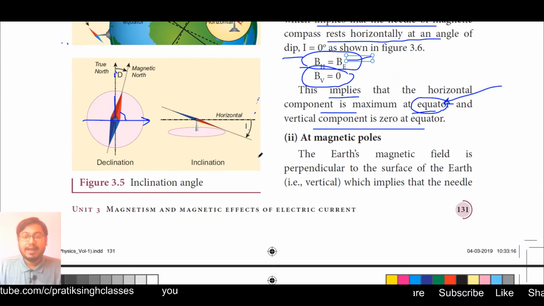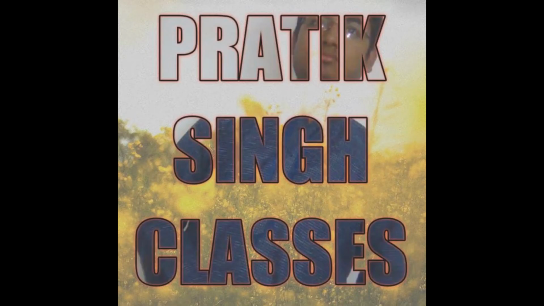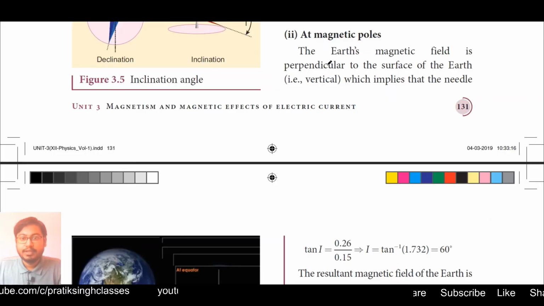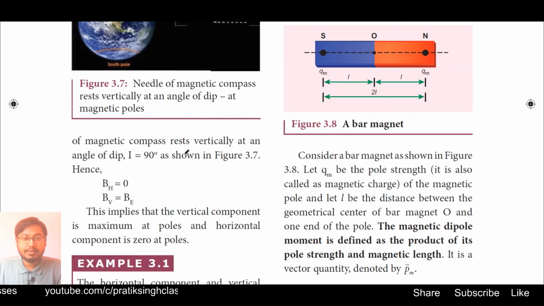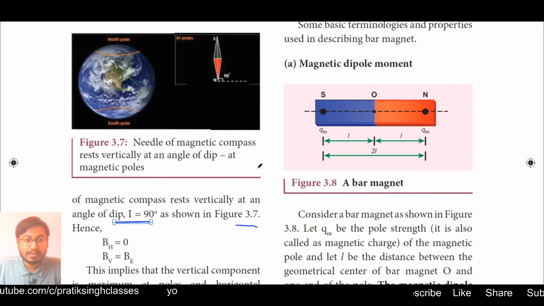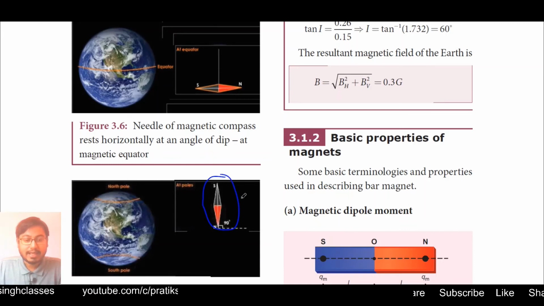Now at magnetic poles, what happens, let us see. Earth's magnetic field is perpendicular to the surface of Earth, that is vertical, which implies that the needle of the magnetic compass rests vertically at an angle of dip I equal to 90 degree, as shown in figure 3.7. As you can see here, the magnetic needle is lying perfectly vertical. That means it makes 90 degree with the surface of Earth.